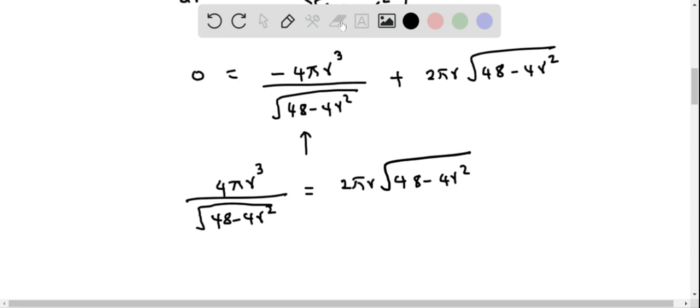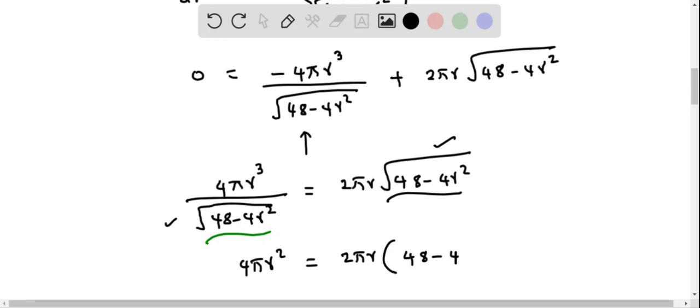Now we multiply both sides by the denominator of the left side expression. So when we do that, we get 4 pi r squared, and this equals 2 pi r. We have this same quantity over here. So this quantity multiplied with this quantity, we will see that the square root will get removed, and we will be left only with the inside expression, that is 48 minus 4r squared.